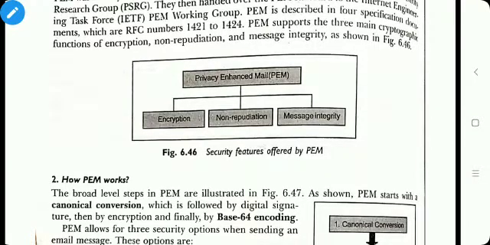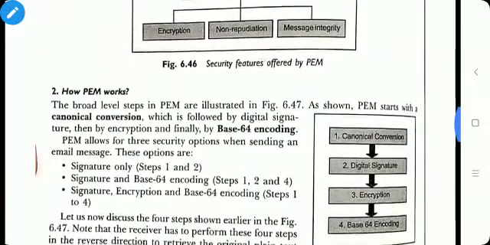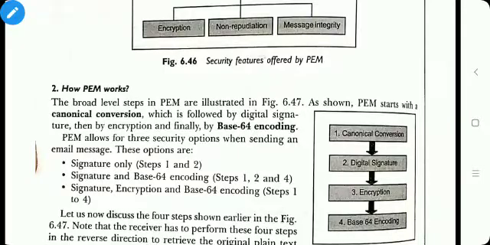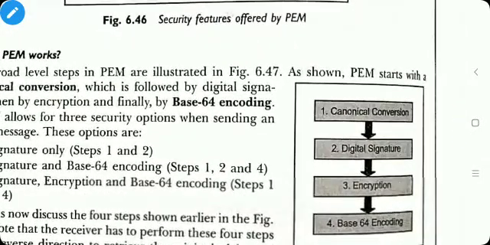So these security features are offered by PEM, as shown in the diagram. Then how PEM works. The broad level steps of PEM are shown in the diagram. These are the steps: canonical conversion, digital signature, encryption, then base 64 encoding. The first step is canonical conversion, then digital signature, then encryption and base 64 encoding.